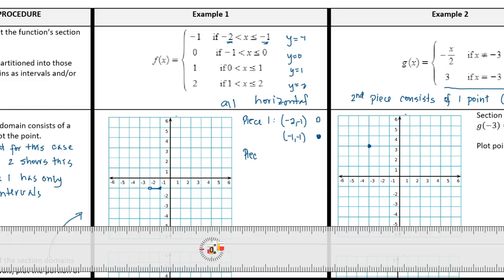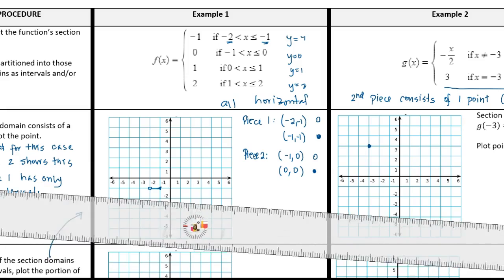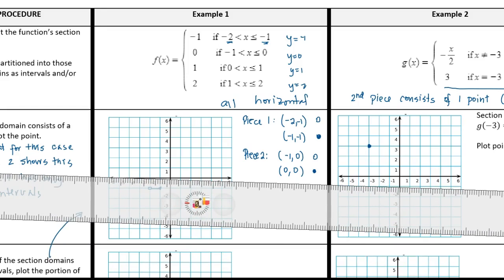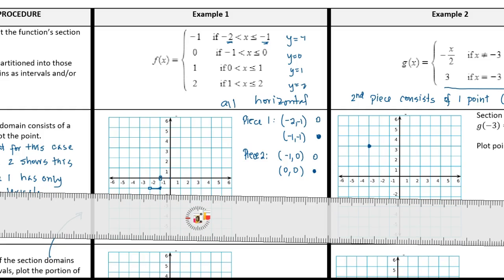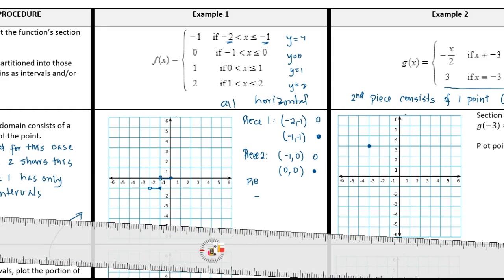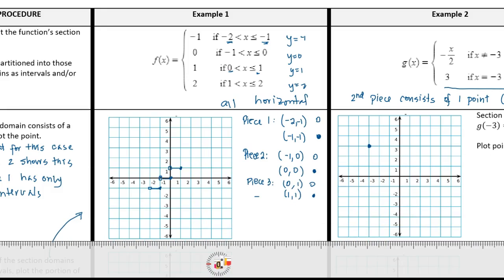For piece 2, the y-coordinate is 0. So the endpoints of the graph are -1, 0, and 0, 0. One open, one closed. And we join them. We repeat the process for pieces 3 and 4.